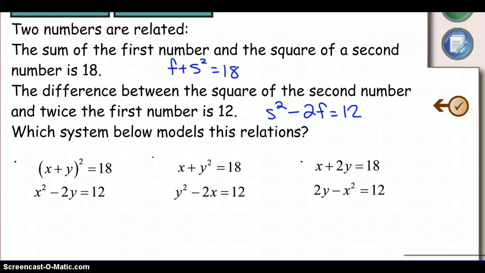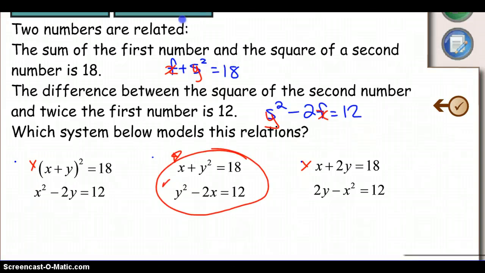Now if you notice, I have F's and S's, and they have X's and Y's. So I'm going to turn every F into X, and every S into Y. So now I have X plus Y squared. Well, that's right here. It equals 18. None of these other ones are going to work for my first equation, but let's check to see if the second equation works too. Is Y squared subtract 2X equals 12 my equation? Why, yes it is. So there's the two equations that I could have used.